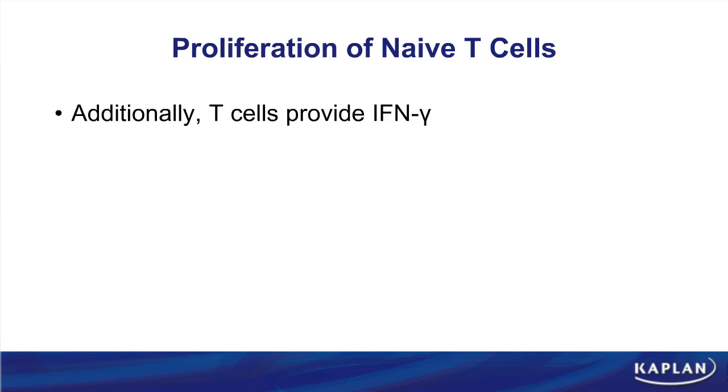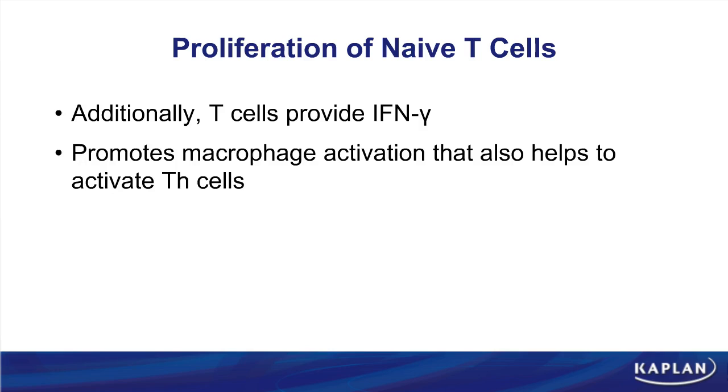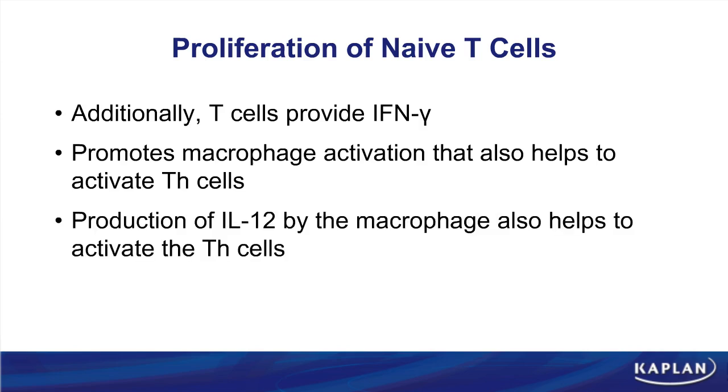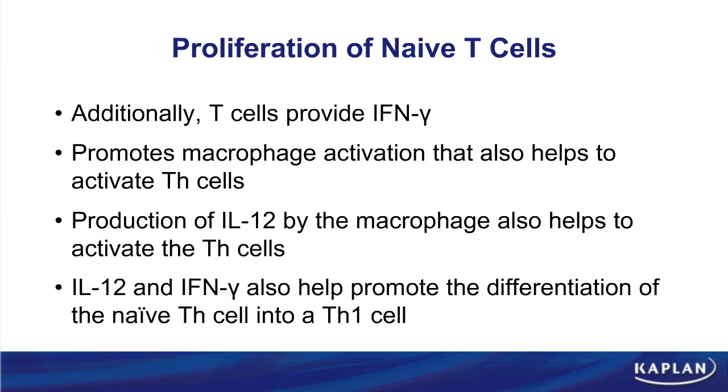Now, if we're talking about a Th1 response, T cells also can provide interferon gamma. And remember, interferon gamma is our major cytokine for macrophage activation, okay? And when macrophages are activated, they turn around and help activate more T helper cells. They can get the naive T helper cells once they're activated themselves. Now, macrophages produce another cytokine called IL-12. And IL-12 helps to not only activate those T helper cells, but allow them to differentiate from the Th0 cell to the Th1 cell, okay?